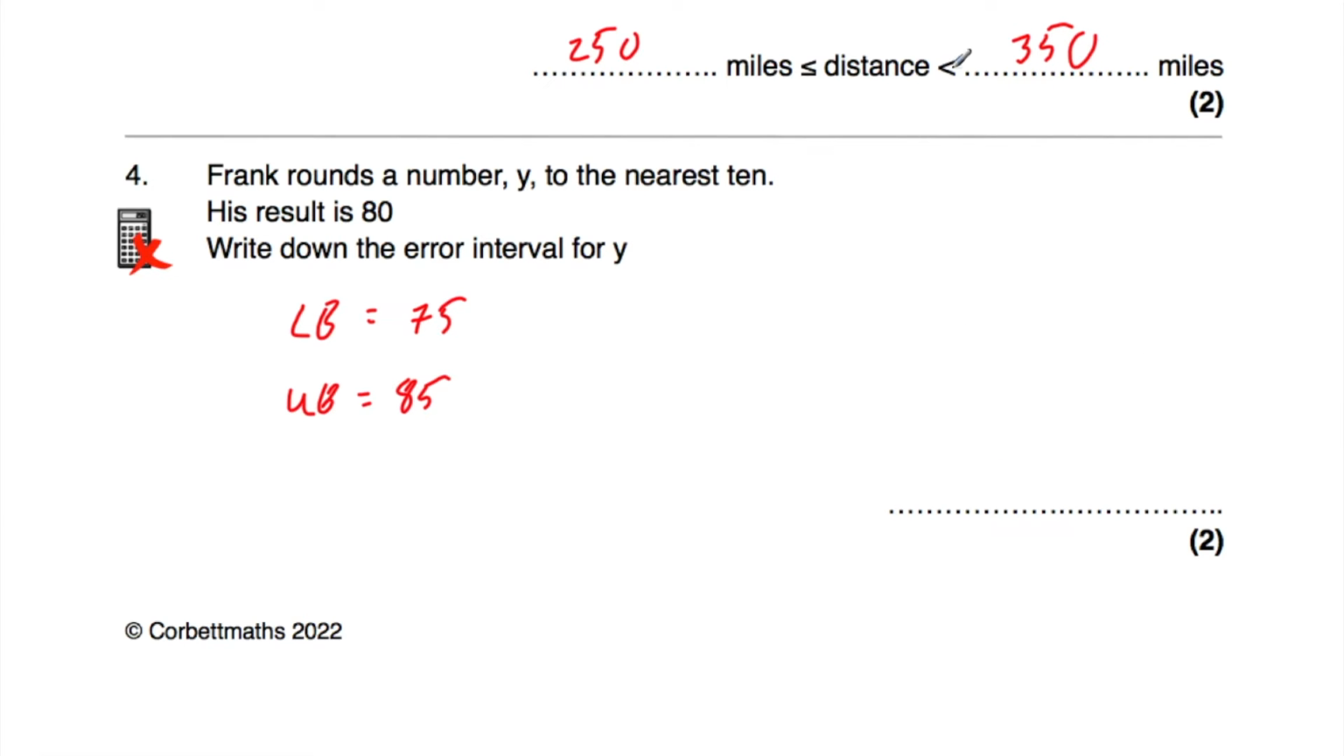Now this time we haven't got our inequality written for us, we're going to have to write it ourselves. So his number y would be anything that is bigger than or equal to the lower bound, 75, but less than the upper bound, which is 85. So the value for y that he could choose could be anything bigger than or equal to 75, but less than 85. So it could have been 77, could have been 80, could have been 84.99, and so on. So that's the error interval for the number that Frank rounded, y. That's it.